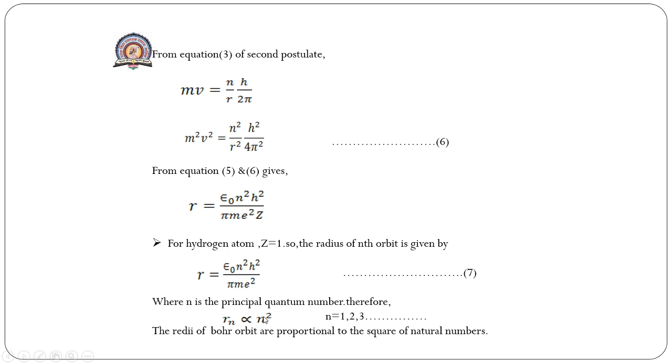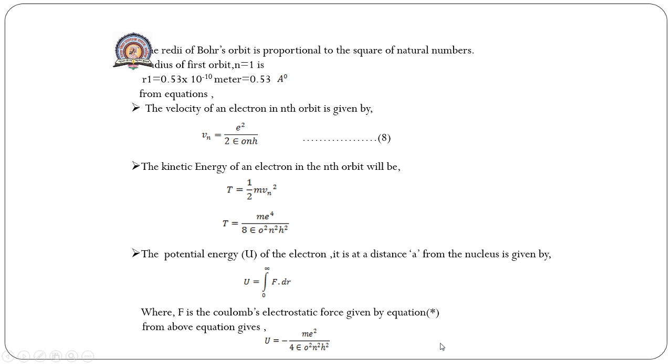Rn is directly proportional to n square, where n is equal to 1, 2, 3 and so on. The radii of Bohr orbits are proportional to the square of natural numbers. The radius of the first orbit, n is equal to 1, is R1 is equal to 0.53 into 10 raised to minus 10 meter. 10 raised to minus 10 meter means 1 angstrom. That's why I have to write here 0.53 angstrom.